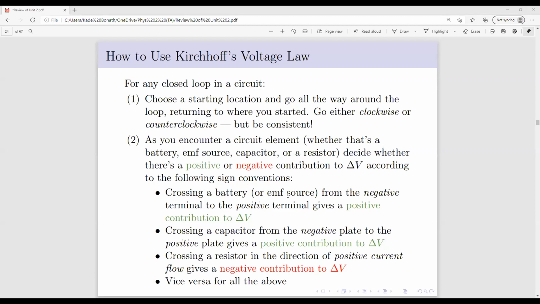In opposition to that, if we have a resistor and we go in the same direction as the current flow, which is the positive current flow indicated there, we'll have negative contributions of delta V. This makes sense because if I'm going in the direction of current across a resistor, I would expect a voltage drop, which is what we expect whenever we apply Ohm's law. The final thing is vice versa for all the above. If you come out on the negative terminal of either a capacitor or a battery, you would have drops in voltage. And if you go in the opposite direction of the current flow indicated for a loop, you would then have an increase in voltage going across that.